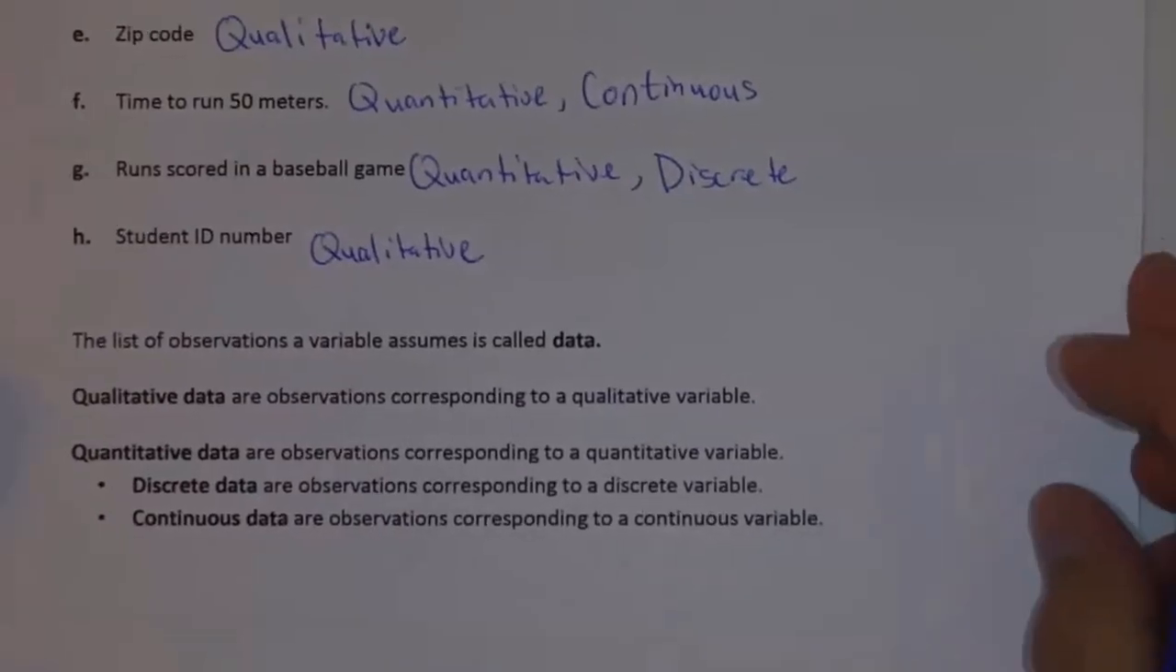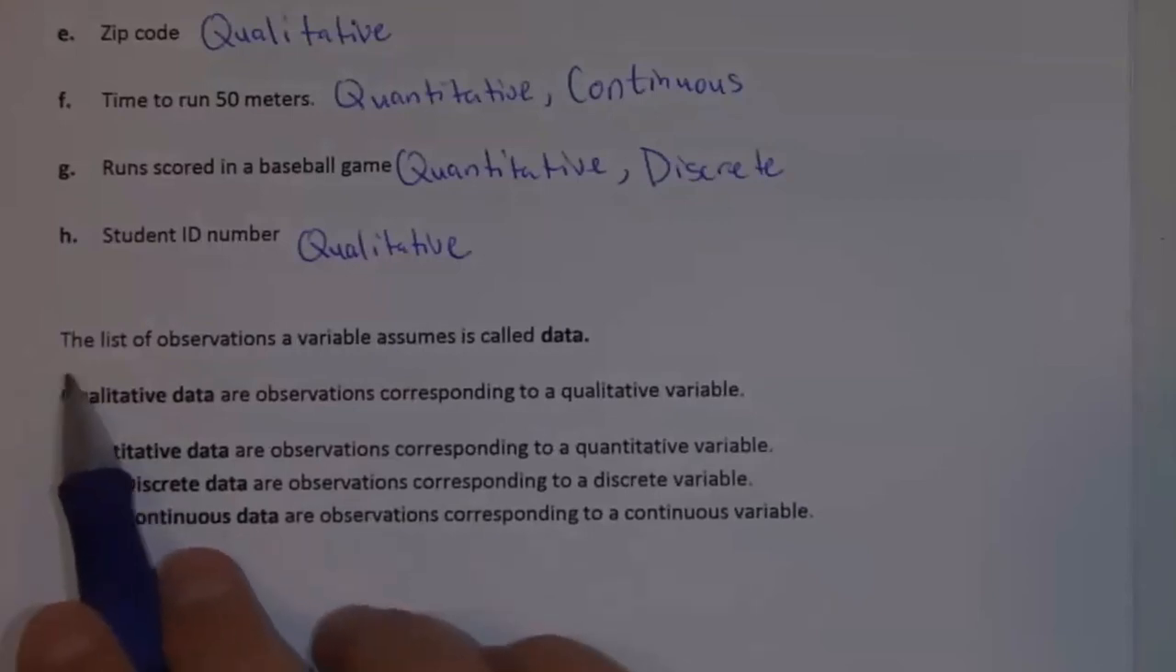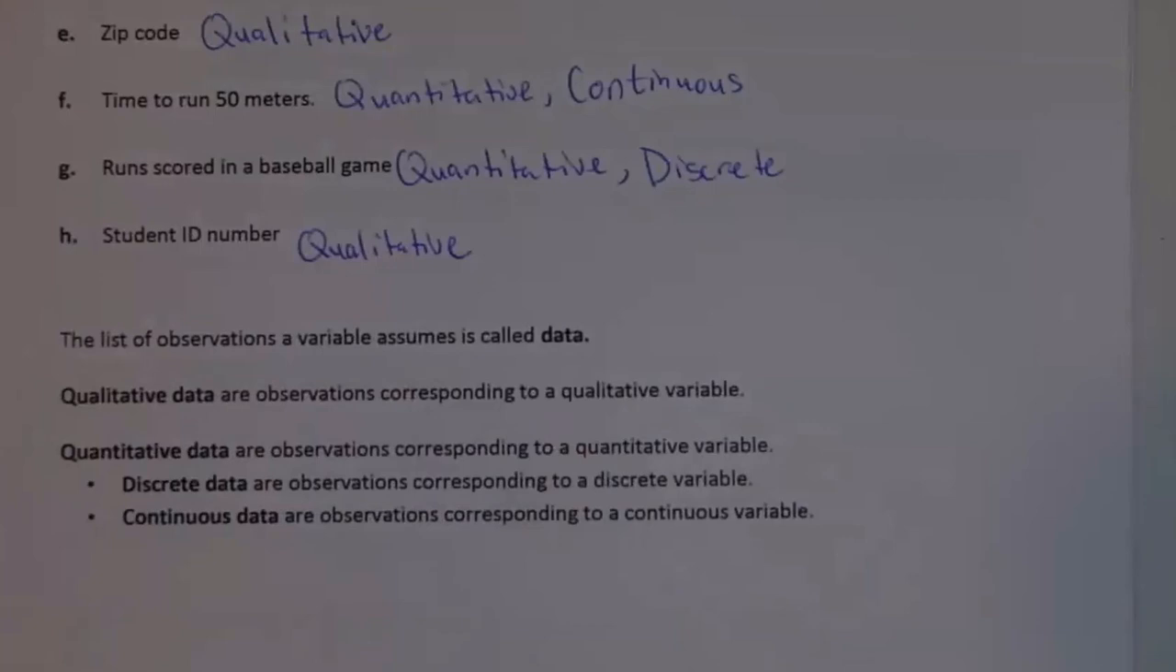So the list of observations that a variable assumes is data. So it's information. I could gather lots of data on you, and those would be the values or the observations that I record about you for the different variables. And so that is another definition of data.